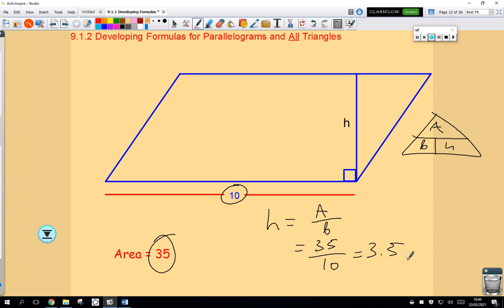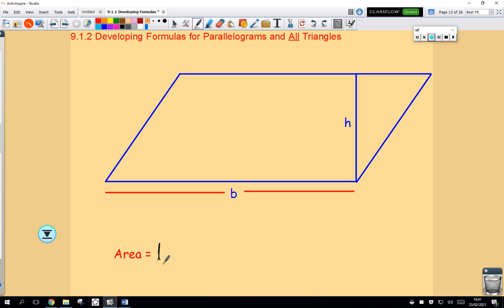And the units, whatever the units are, they might be meters or centimeters, something like that. You have to include those. So the height here is 3.5. Notice it doesn't always work out to be an integer or whole number. Sometimes we get things that are not whole numbers. That's okay.